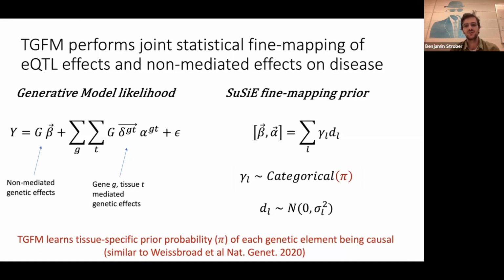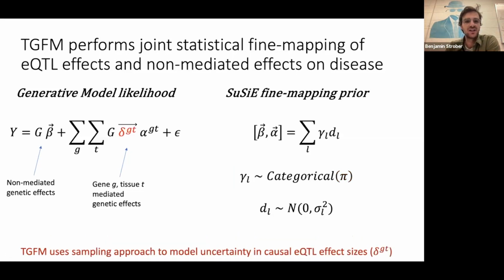In addition to that, we integrate some additional features into TGFM. First, we learn a genome-wide parameter pi, which represents the probability across the genome that each genetic element is causal. And it does it by integrating non-mediated variants together into one class and genes from a specific tissue together into one class. So it's this tissue-specific prior. In addition to this, previous methods that do gene fine mapping do not account for uncertainty in our predicted causal eQTL effect sizes, which is delta GT. And while I don't have time to get into the details, TGFM uses a sampling approach to model uncertainty in the causal eQTL effect sizes, delta GT.